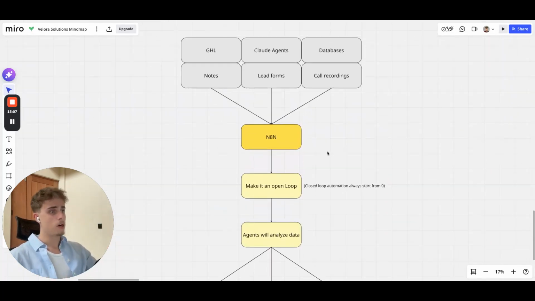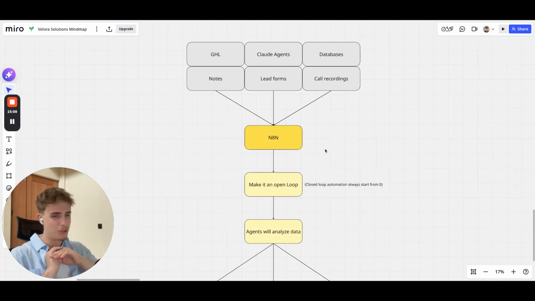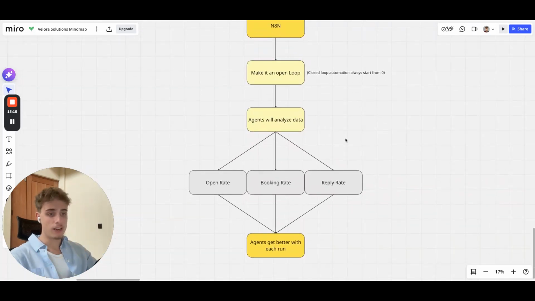So I'll make it, but make the N8N workflow. Don't overcomplicate it. Super simple. Just put the agents inside and make it an open loop. And then have a database where you store all that information that you can feed back into the agents, back into the automation. So each time it runs, it's going to learn with each run and get better and better and better over time.